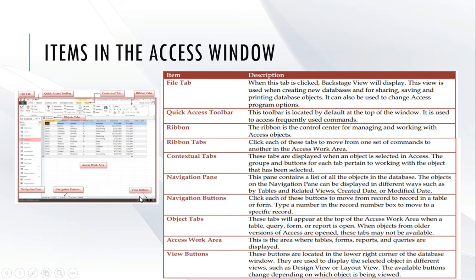And the last option is the View button, that is in the right bottom, and this button is located at the right corner of the database window, and it is used to display the selected object in different views such as design view, layout view, etc. The available buttons change depending on which object is being viewed. There are different views for tables as well as forms, reports, and queries. We can change the view of the database object by using this View button.